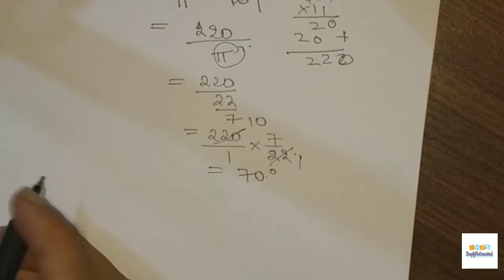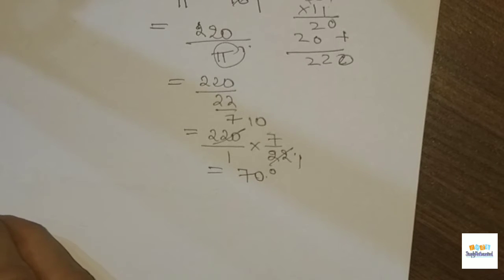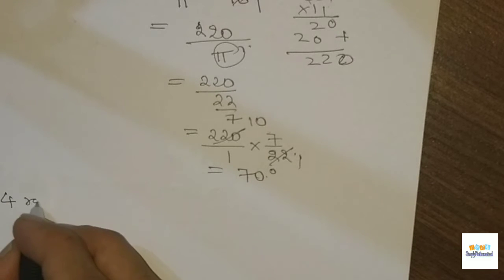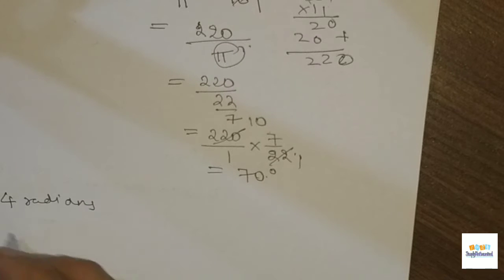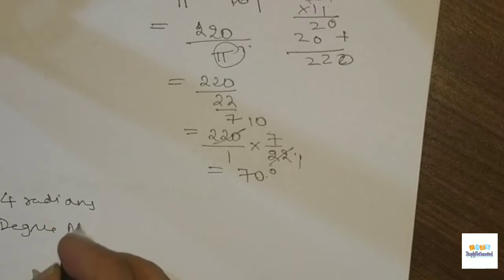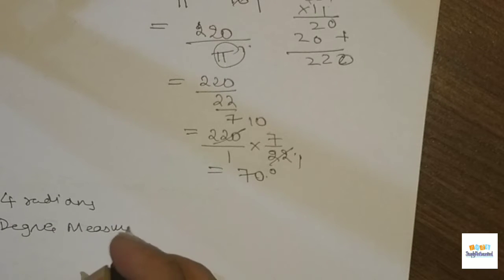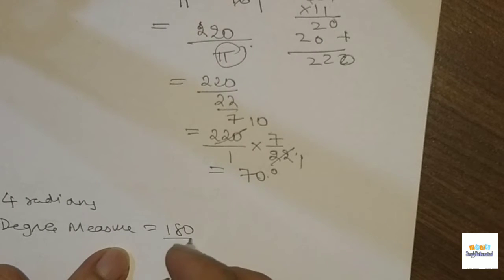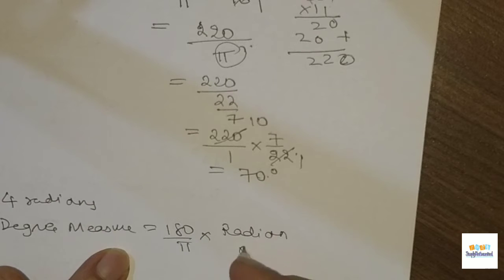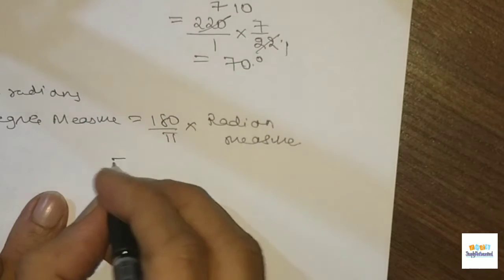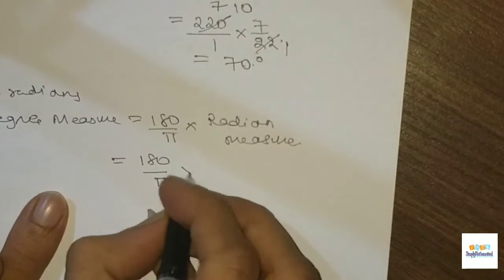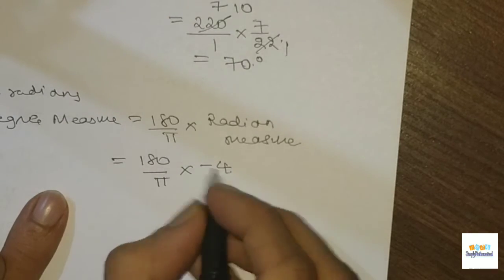Now let us go to the second problem, that is -4 radians. Then the degree measure will be what? Degree measure will be simply 180 by pi multiplied by the radian measure. So we will get 180 by pi multiplied by the radian measure, which is -4.